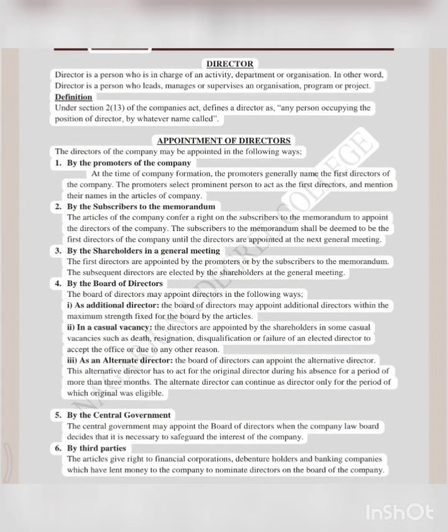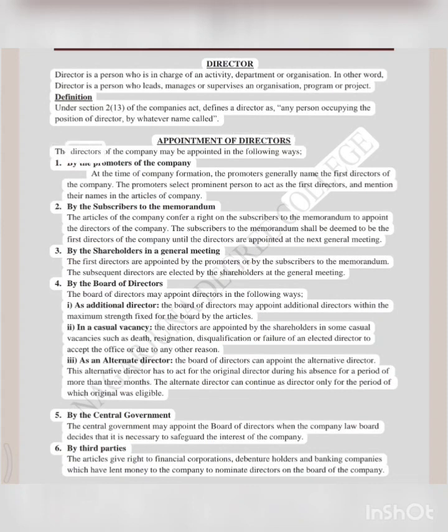Corporate Administration. Director. Director is a person who is in charge of an activity, department, or organization. In other words, director is a person who leads, manages, or supervises an organization, program, or project. Definition. Section 2(13) of the Companies Act defines a director as any person occupying the position of director, by whatever name called.